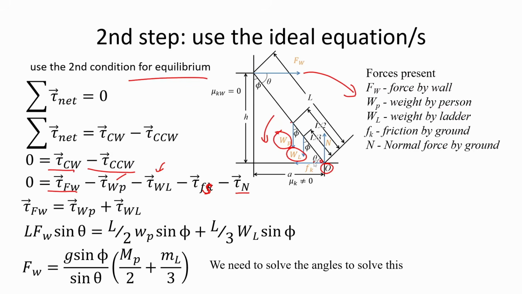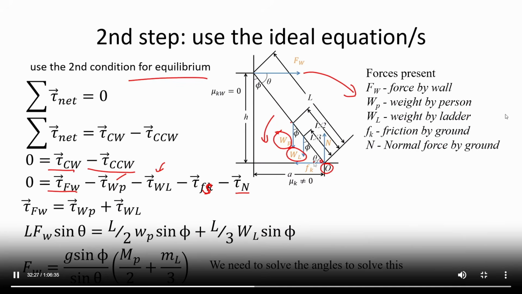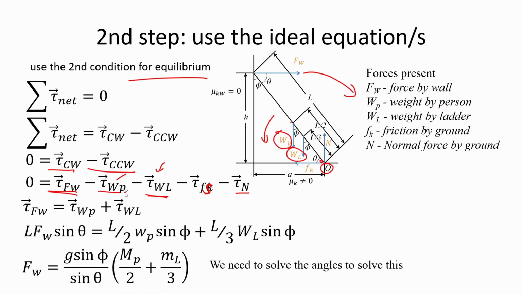And this one will not contribute to anything. What's left is the force by the wall, the weight of the person, and the weight of the ladder. So if we transpose these two equations on one side, it becomes positive.